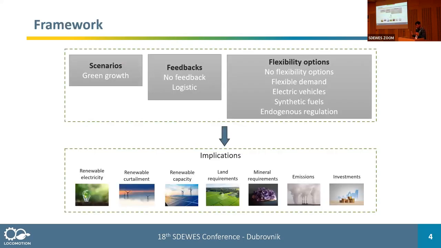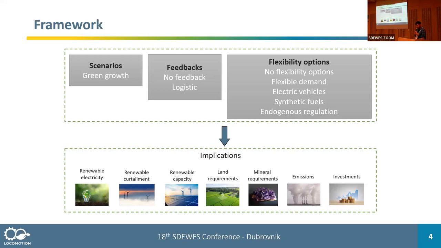Regarding the framework, this method is conceptualized for scenarios such as green growth and post-growth, scenarios based on what happened, even 100% renewable energy systems. But for this work, we have conceptualized the green growth scenario.